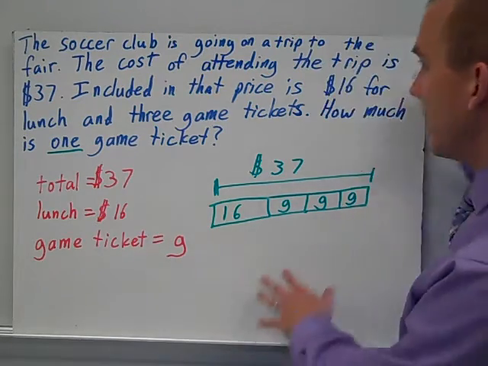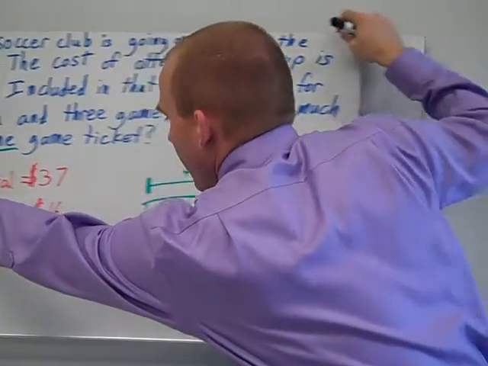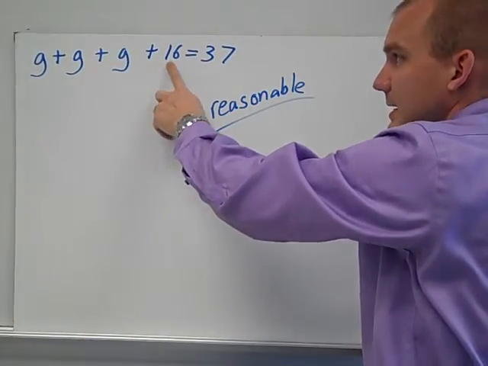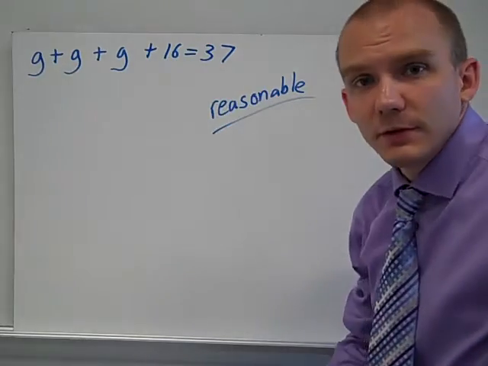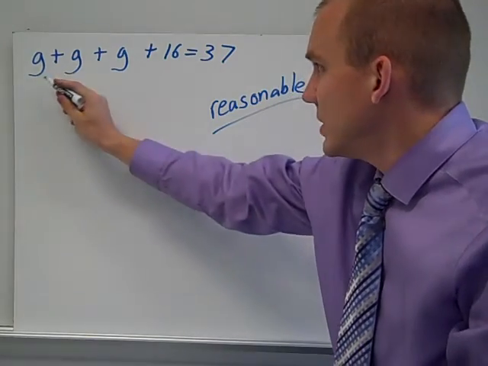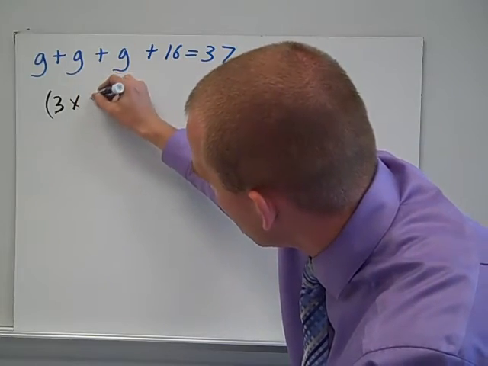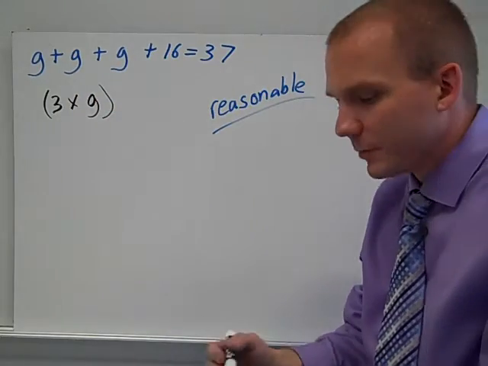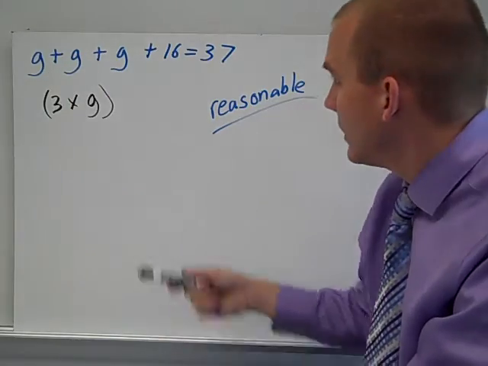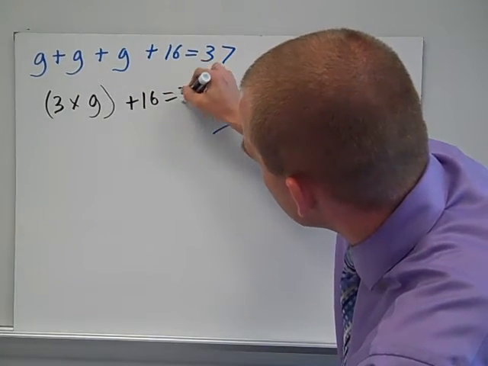Now with the equation I came up with, it kind of shows how I add these all up to get my total. G plus G plus G plus 16 equals 37. What you have to do now is take the step of knowing that repeated addition is like multiplication. So G plus G plus G is really like saying 3 times G. Whatever G is, if I multiply it by 3, I'll have this number because I just added it up 3 times. It's the same thing. Now I still have to add 16 and that's going to equal 37.